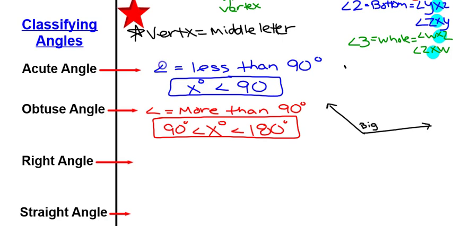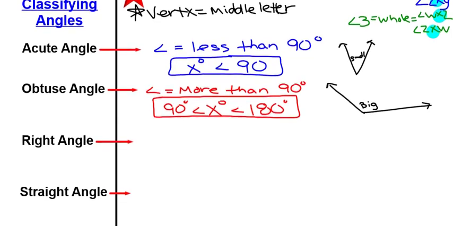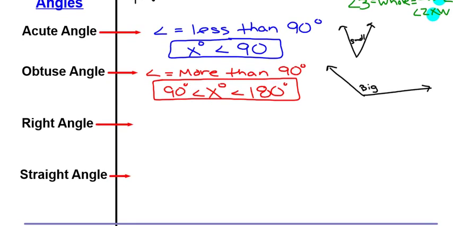And the acute angle is the small angle, when you think about those two right there. Then the next two that we have are the right angle and the straight angle. The right angle is this guy right here. It is always equal to 90 degrees, no matter what.